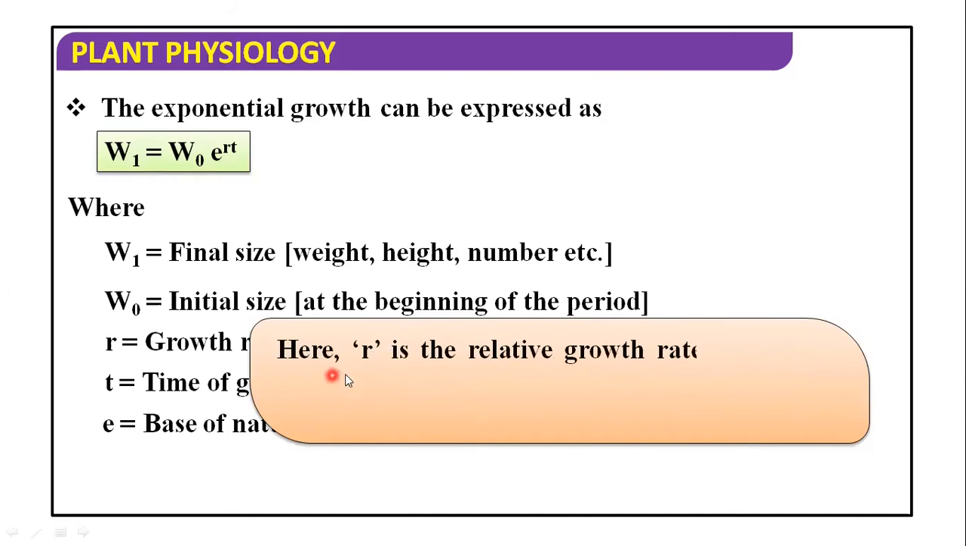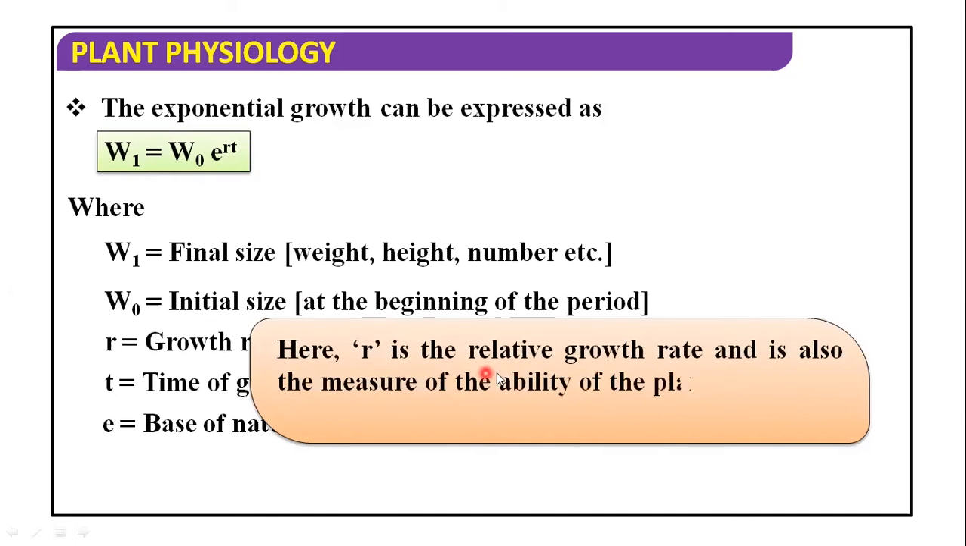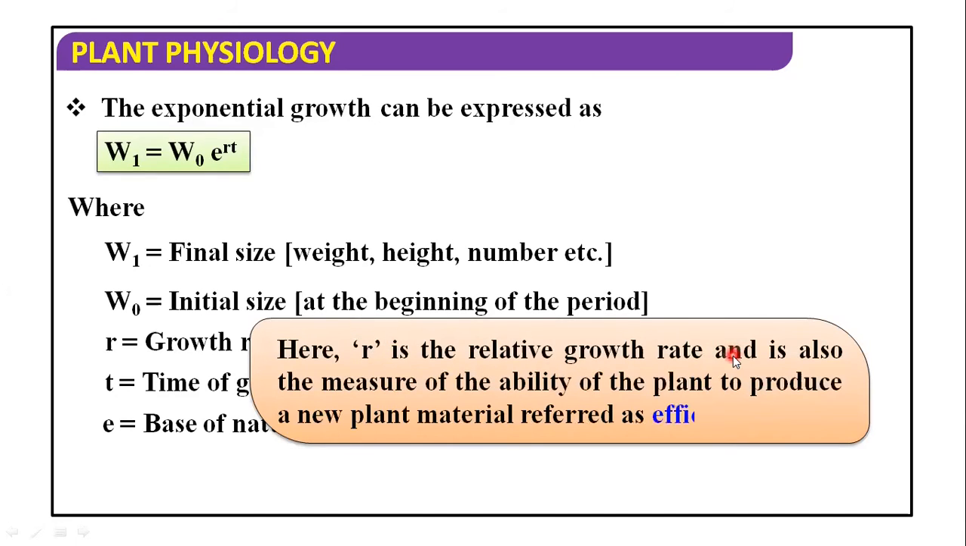And what is this r now? r is the relative growth rate and is also the measure of the ability of the plant to produce new plant material. So this production of new plant material due to r, the relative growth rate, is known as the efficiency index.